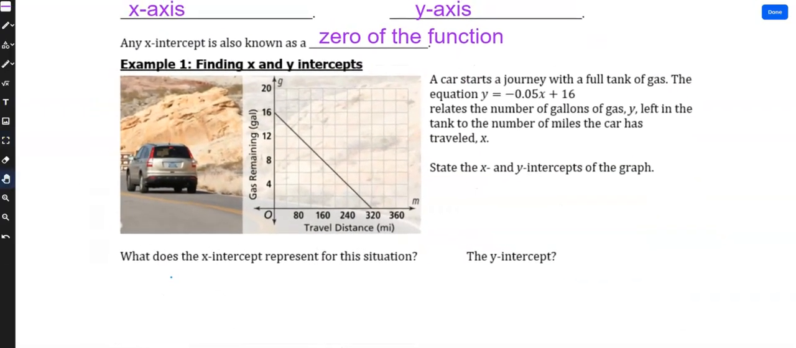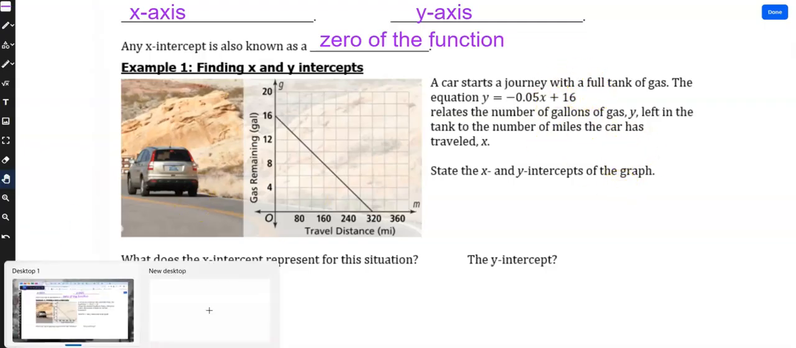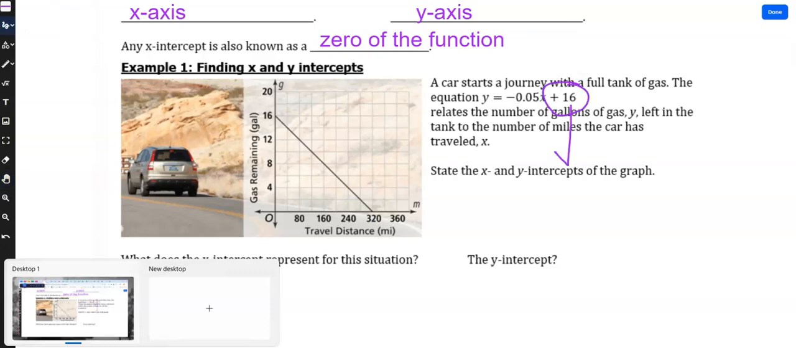A car starts on a journey with a full tank of gas. The equation y equals negative 0.05x plus 16 relates the number of gallons of gas y left in the tank to the number of miles the car has traveled x. Okay, so that must mean we started with 16 gallons. So right there is very obvious information. That's my y-intercept, right? Because when the x value is 0, that means we have 16 gallons to start.